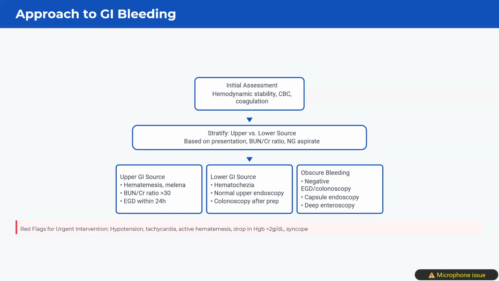Once they're stable enough for evaluation, then you can do upper GI and lower GI scoping, and you can trend the BUN and creatinine. If you have a ratio of BUN to creatinine of greater than 30, that is suggestive of an upper GI bleeding source, due to the increased urea absorption from digested blood. The other thing you can do is nasogastric aspirate. That can confirm active upper GI bleed, although it's not always necessary. If the blood is coming out of the NG tube, you know how bad we are at that point.